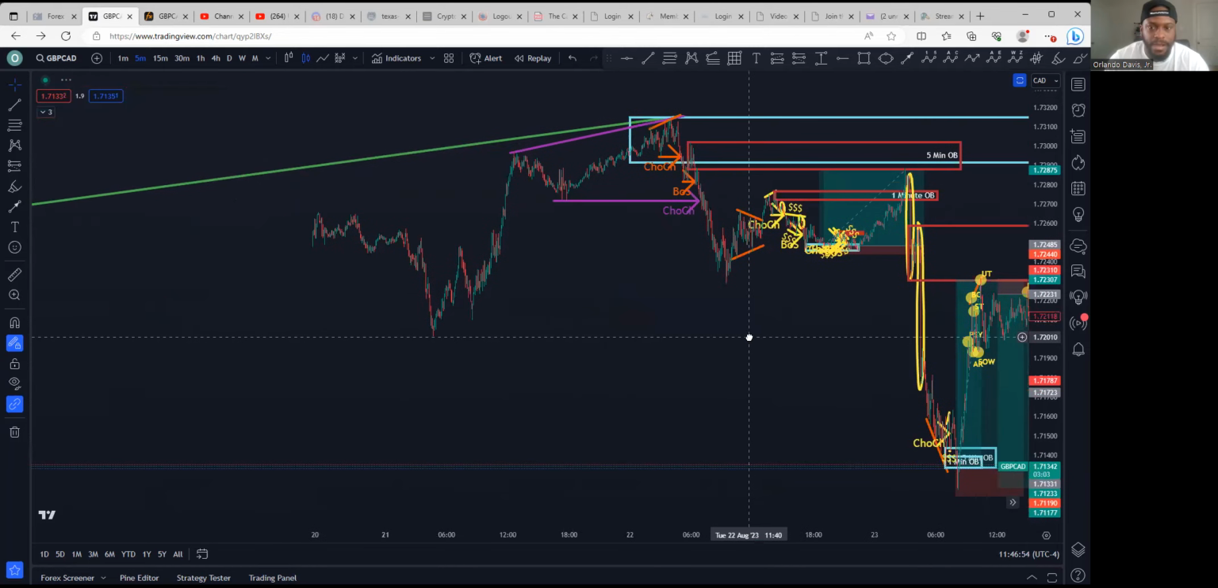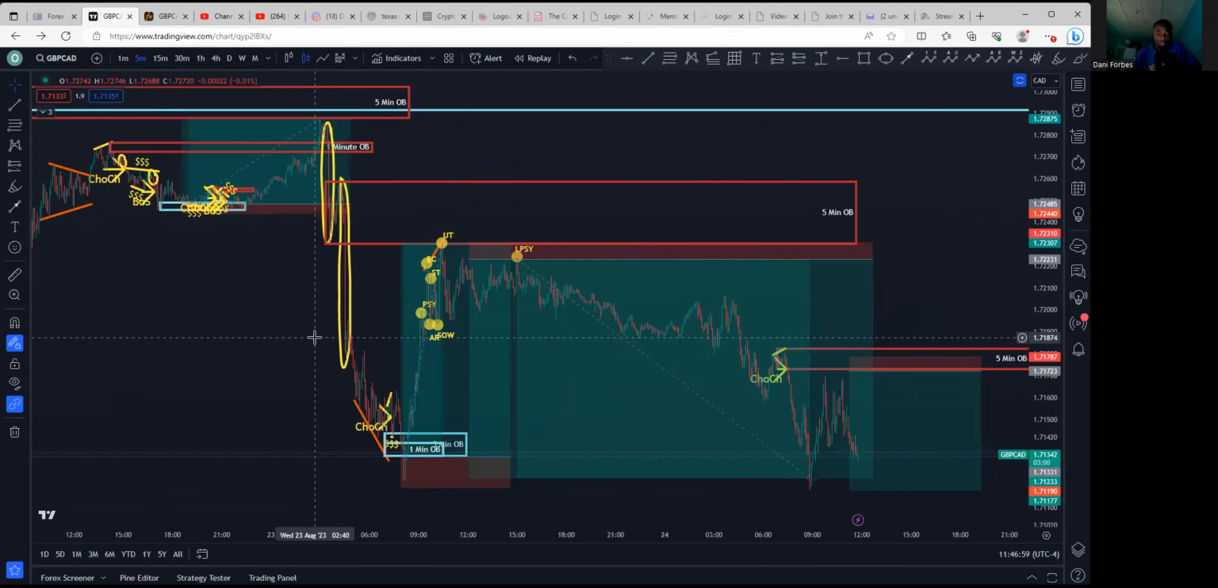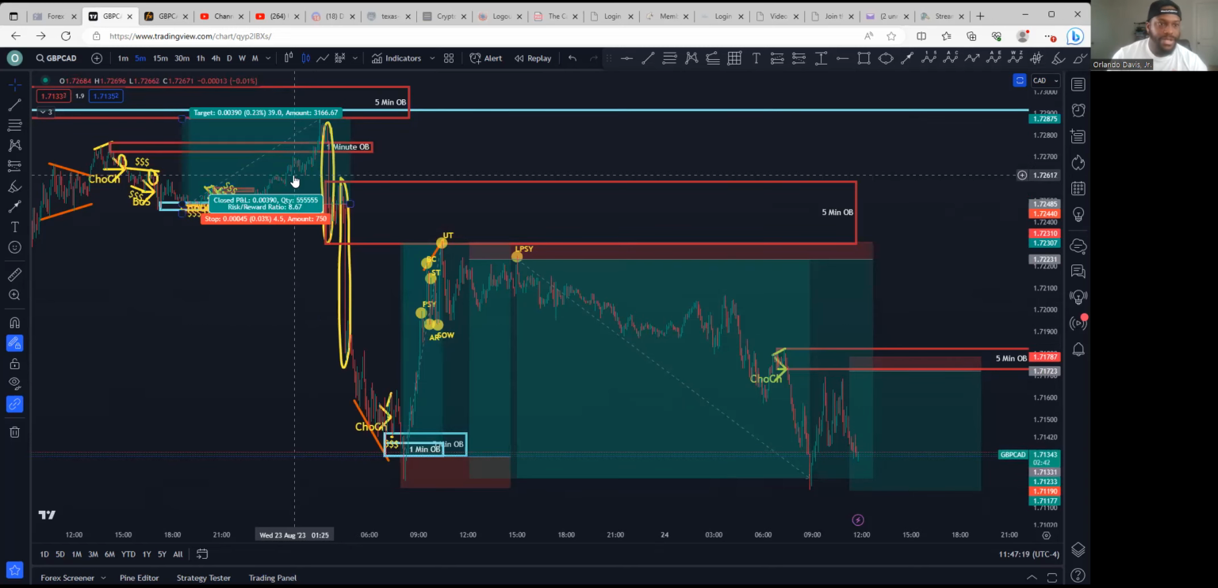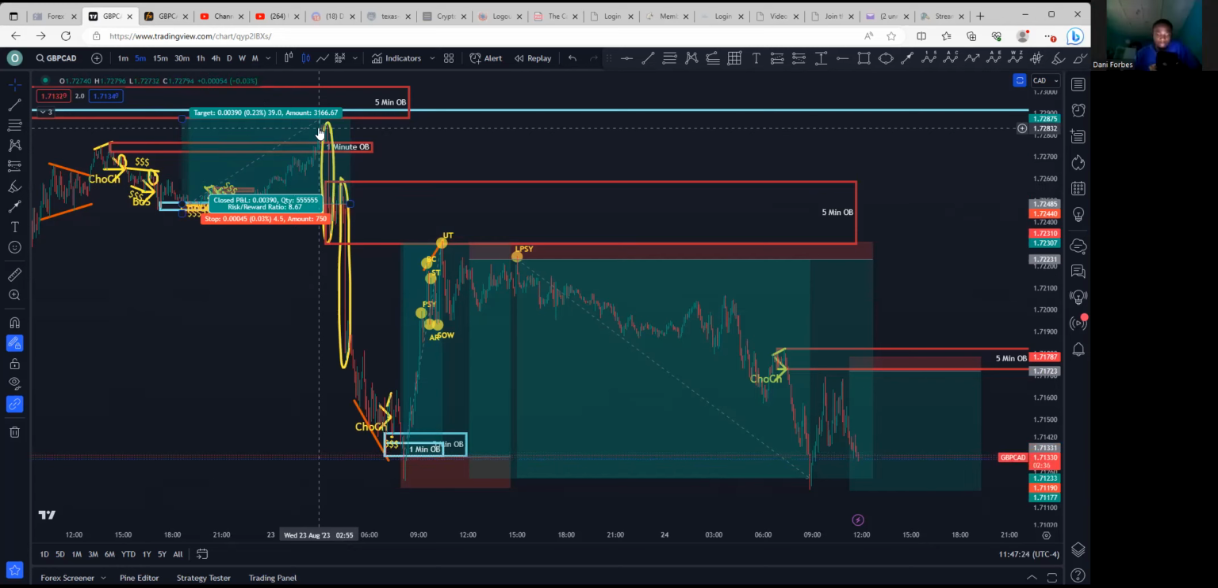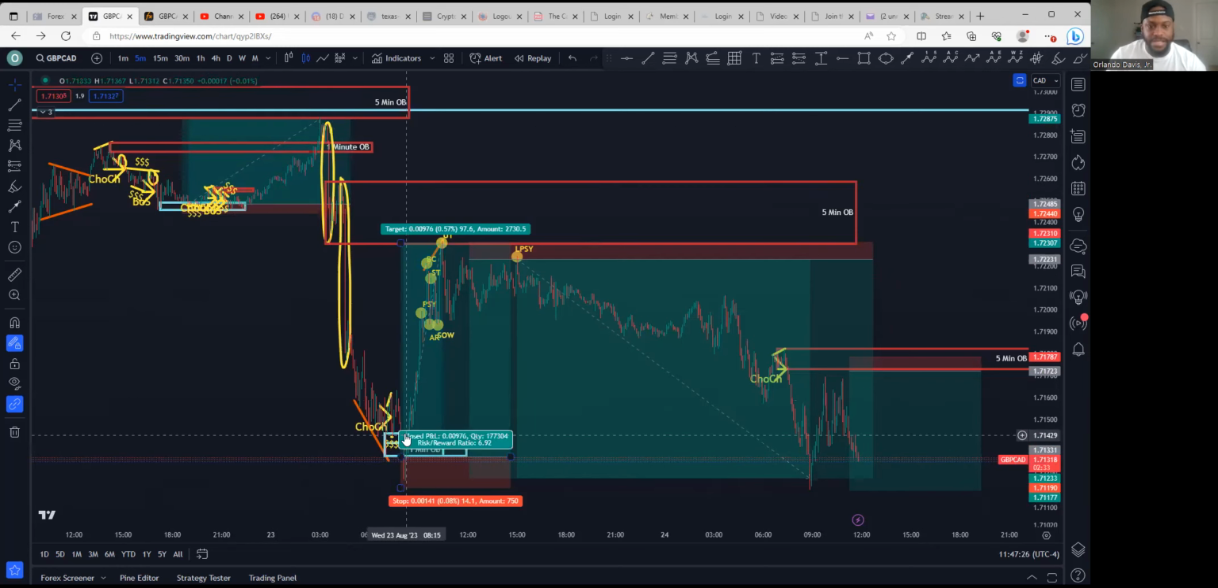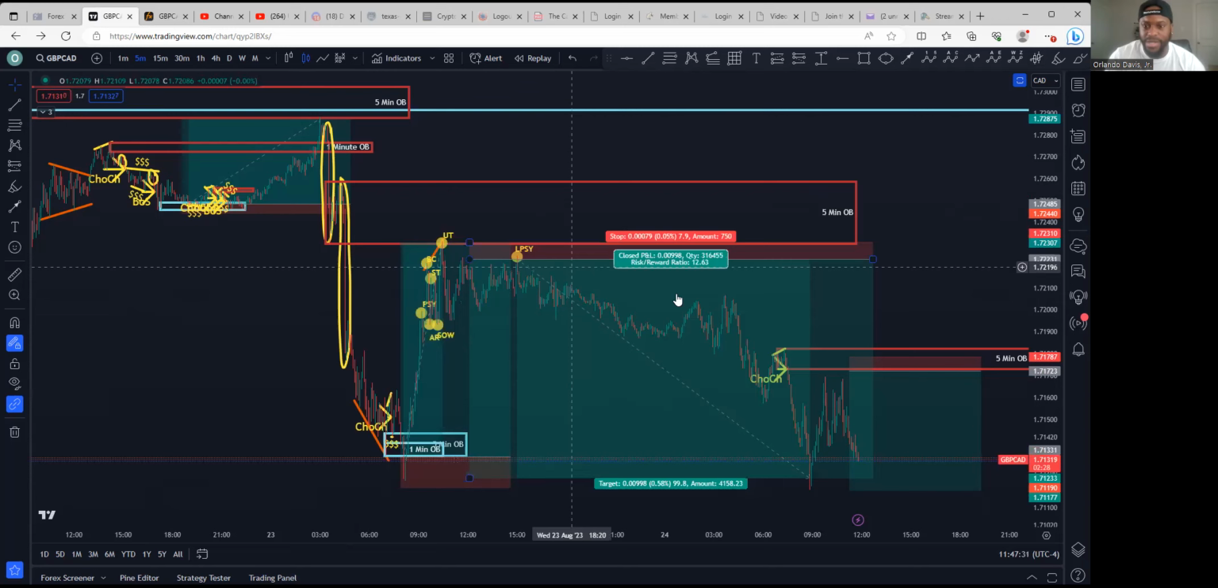So guess what? Just this week alone, not even talking about the lessons that we took, we did the 2 GCAD sales, which played out to be a what? 1 to 7 and 1 to 5. Right? Then we did a GCAD buy, 1 to 8. Then we missed this move to the downside. Then there's a 1 to 6 buy for GCAD. Then there's a 1 to 12 sell for GCAD.